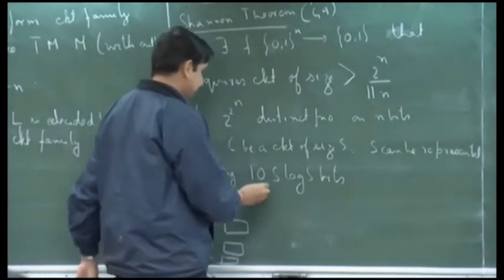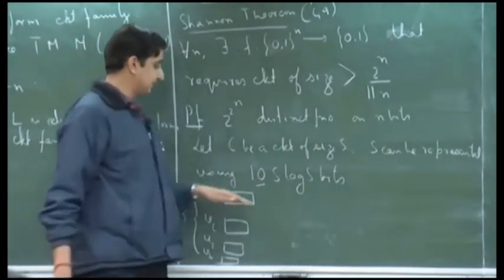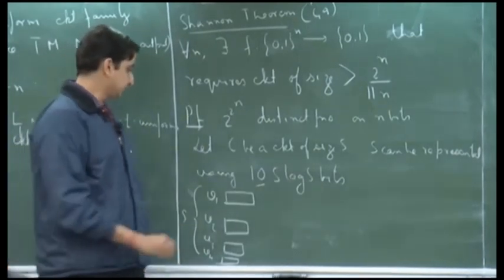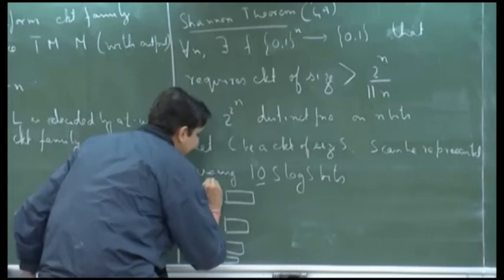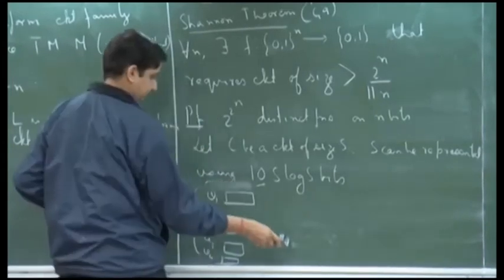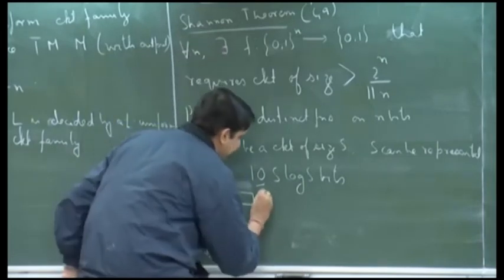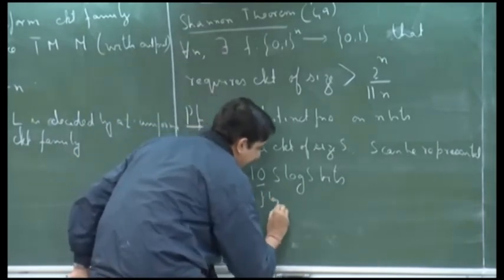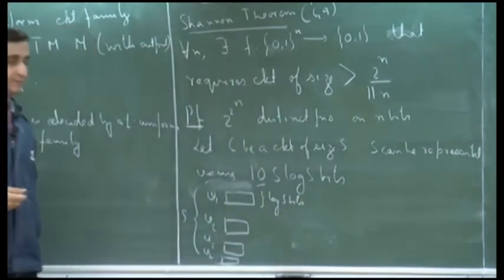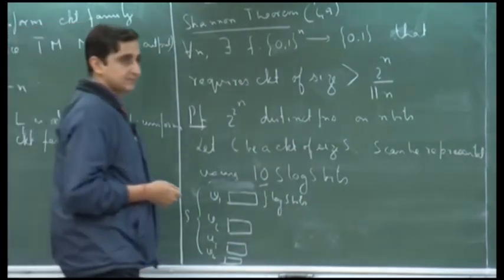Okay. So, this 10 is not very important, the point is that it is some constant times S log S. So, there are S many things over here, and each of these needs log S bits, some order log S.